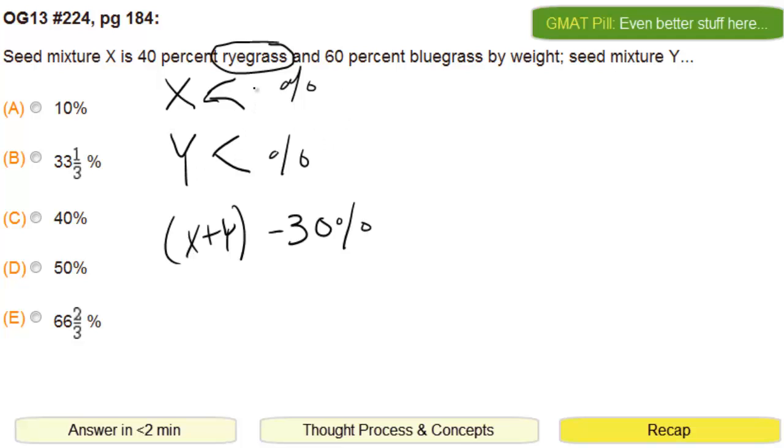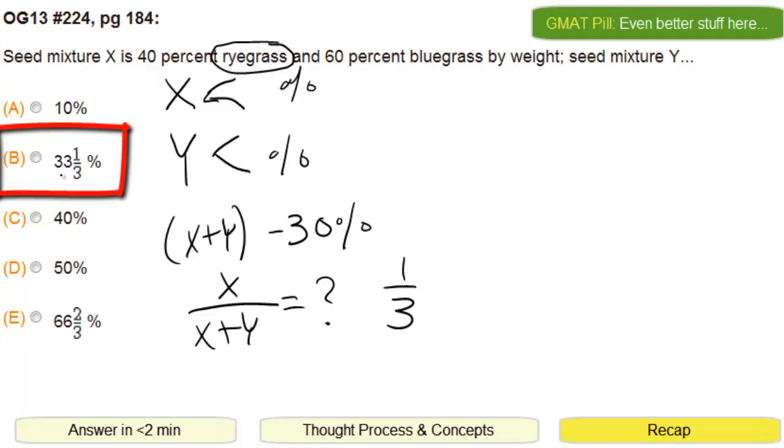We did the calculations here. We multiplied the percentages by X and Y, set that equal to 0.3 times X plus Y, and solved for the relationship between X and Y. Then we plugged it back into the division right here, which is the ratio we're solving for. That ratio turns out to be 1/3, and that's why we chose answer choice B.